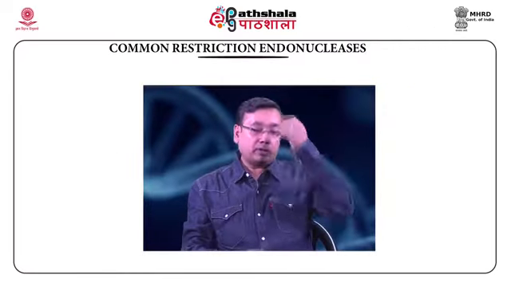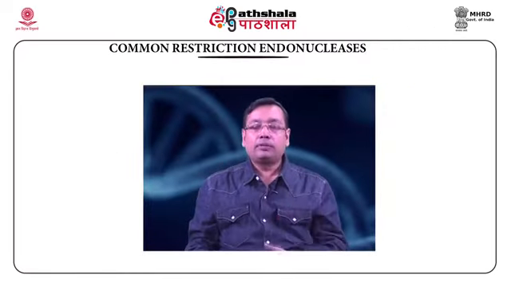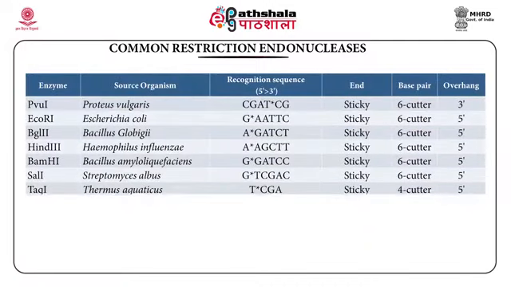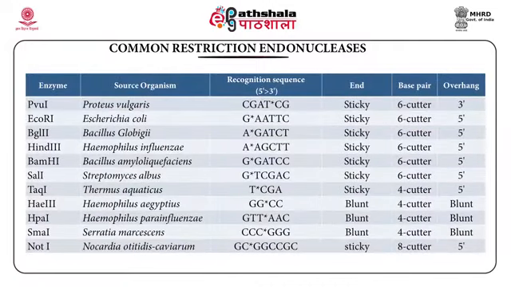So here I can give you the consolidated list of some important restriction endonucleases and their source, recognition pattern, that is 5' to 3', and what is the base pair and overhangs. So if you go one by one, PvuI gives you a sticky end as a 6-cutter restriction enzyme, while EcoRI, BglII, HindIII, BamHI, SalI, these all are 6-cutter restriction enzymes and give you a sticky end with different overhangs.